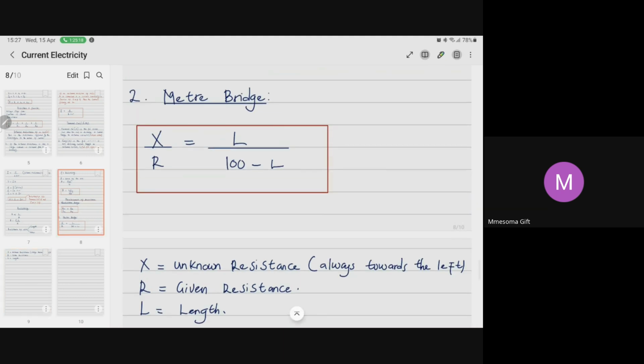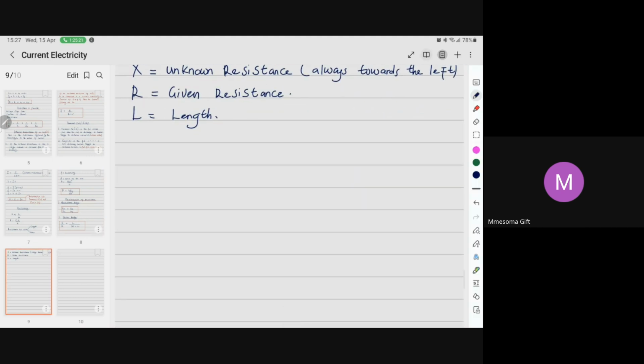Now, the next one I want to speak about, we're going to solve examples on this. Paul, please bring it on. We'll have the potentiometer. You sent it to the group already. All right, beautiful.